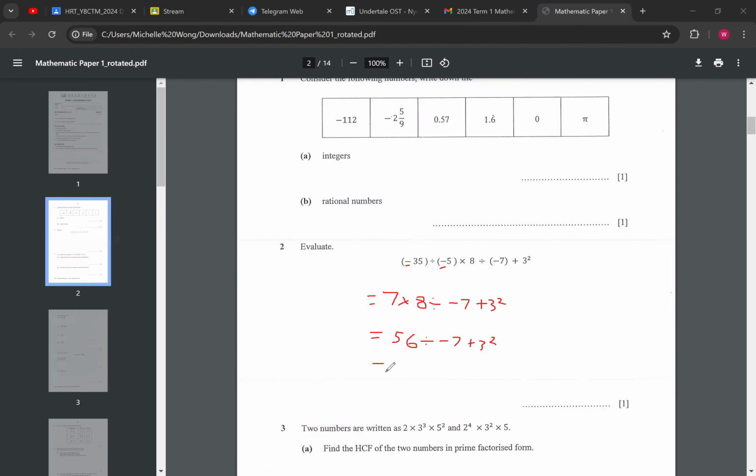So 56 divided by -7, positive, negative, you get a negative, so it will be -8. 3 to the power of 2 is basically 3 times 3, which will be 9. And -8 plus 9, you'll get 1. So the answer is 1.